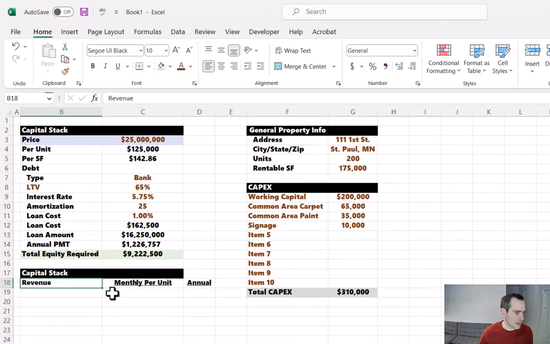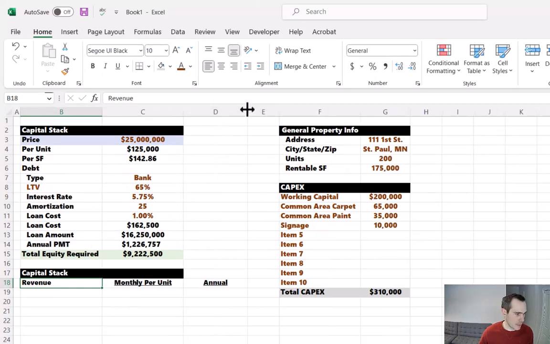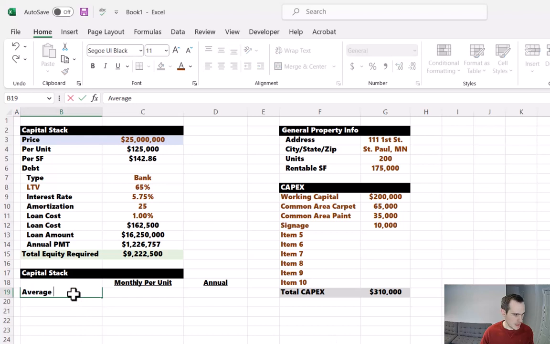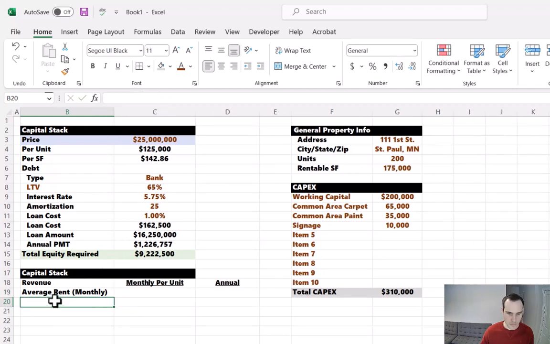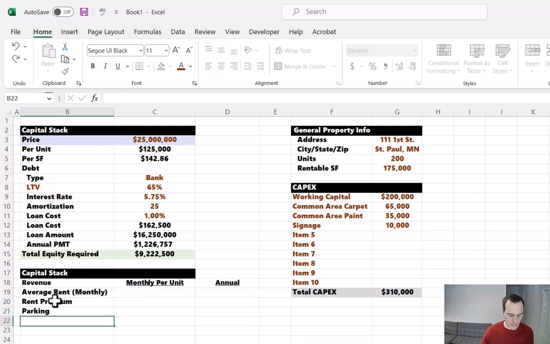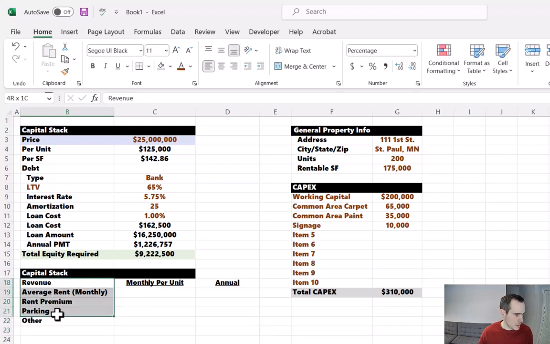For revenue, there's three columns. There's the revenue line item, the monthly per unit, and then the annual. And I'll widen the annual column. And then there's a couple different things that we will be tracking. So average rent on a monthly basis, this column a little wider, rent premium, parking, other. These would be brown text cells, as you're likely going to need to tweak these labels.